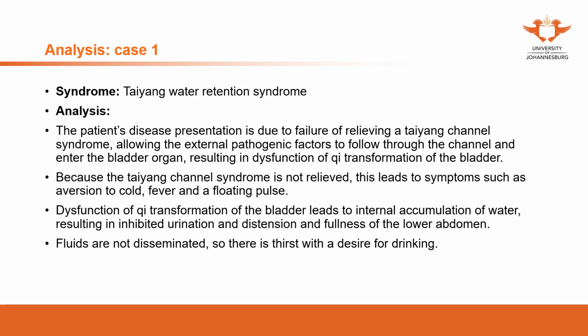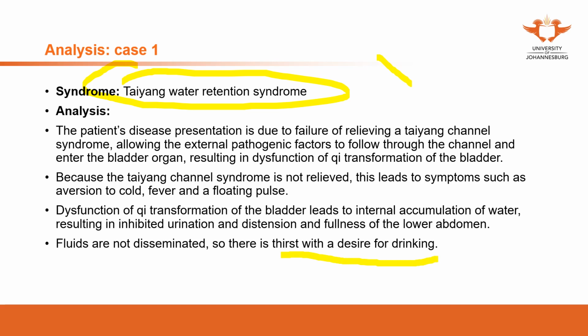So this is a Taiyang water retention syndrome. The reason is because the patient suffers from exogenous pathogens. The patient still has the exterior syndrome from the superficial: floating pulse, fever, chills, and the patient also presents with the urination problem. The patient may have thirst with a desire for drinking. The drinks also may be vomited immediately.